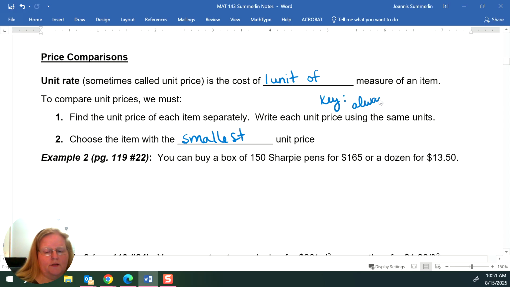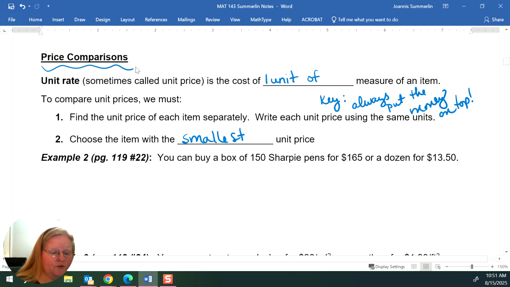The key here is to always put the money on top. You always want to put the money on top. For price comparisons, always keep the money on top. So it says you can buy a box of 150 Sharpie pens for $165. That's 150 pens for $165. Or a dozen pens. How many is a dozen? That's 12 pens.